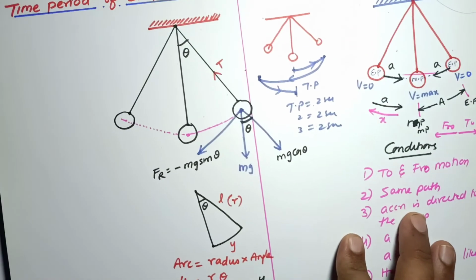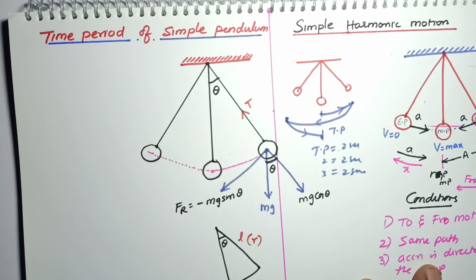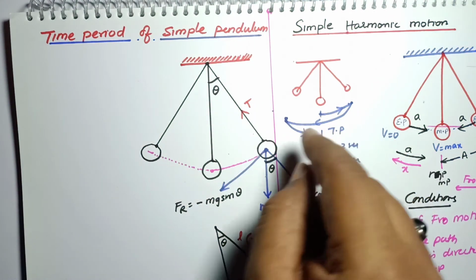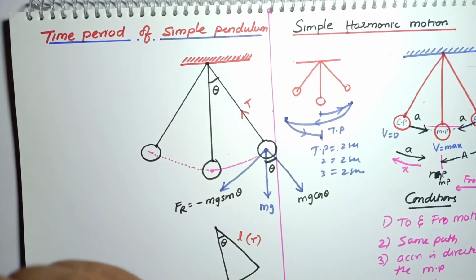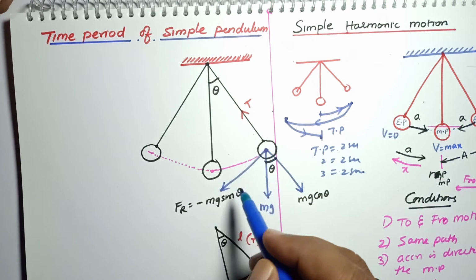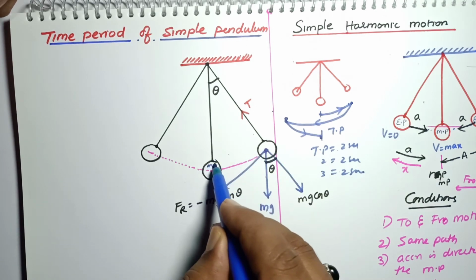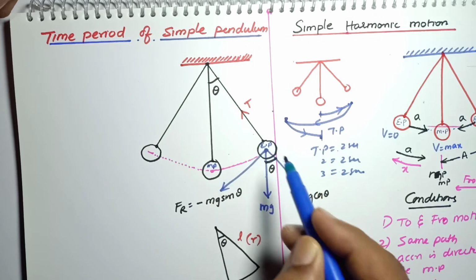Next, we shall discuss the time period of a simple pendulum. How are we going to find out the time period of a simple pendulum? Here there is one force acting. When the pendulum moves, this is going to be the mean position, and this is going to be the extreme position.